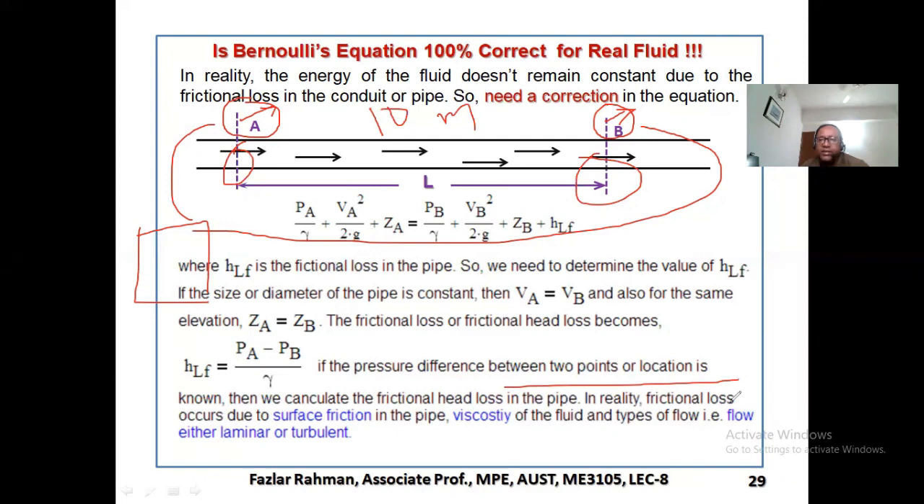In reality, frictional loss occurs due to surface friction in the pipe, viscosity of the fluid, and also the type of flow. So it depends on 3 factors. Number 1 is viscosity, then type of flow. Is it laminar or is it turbulent? Then it depends on the surface friction of the pipe. So 3 factors, right? Surface friction of the pipe, viscosity of the fluid, then flow criteria, either laminar or turbulent flow.